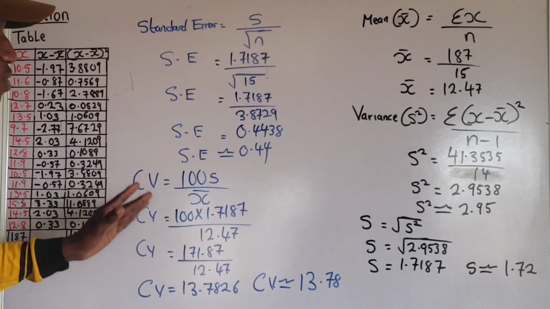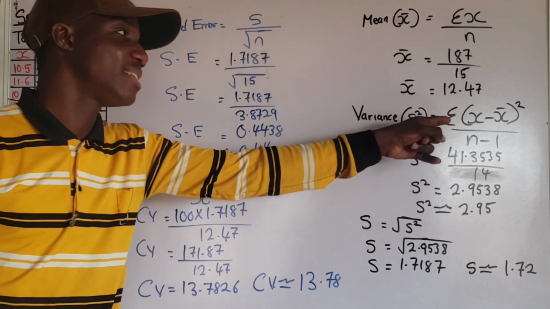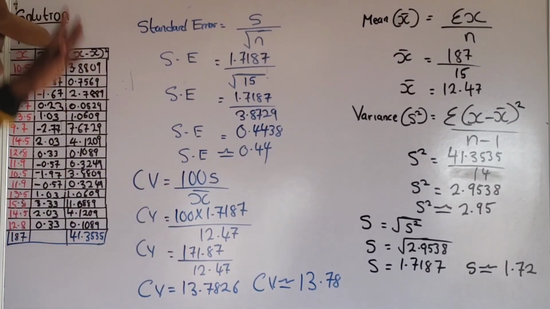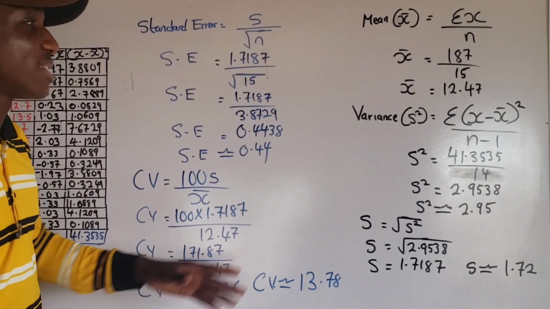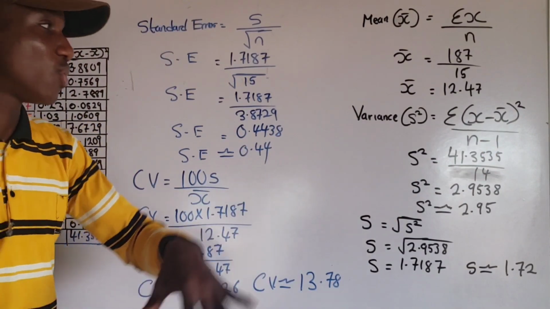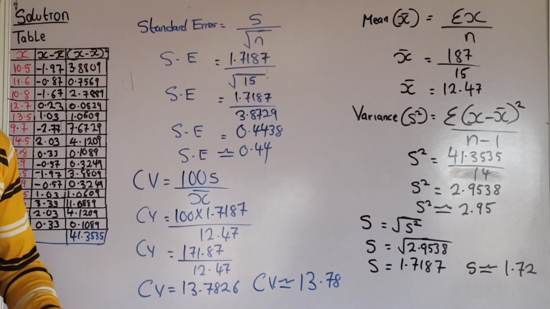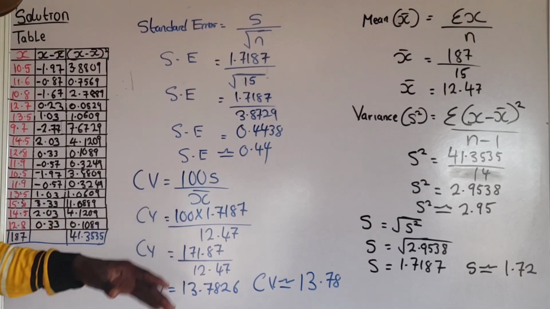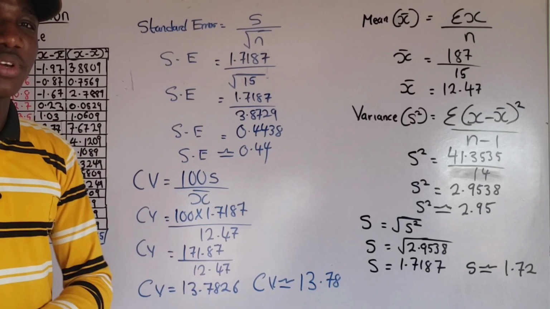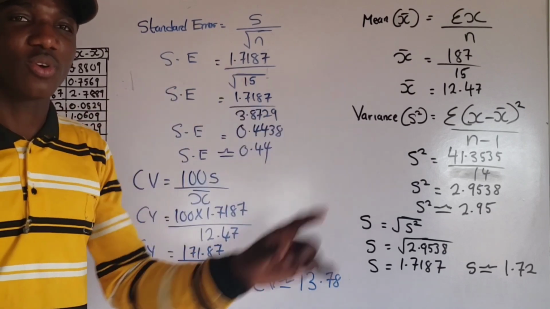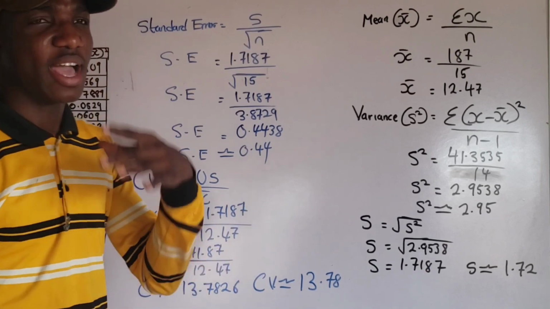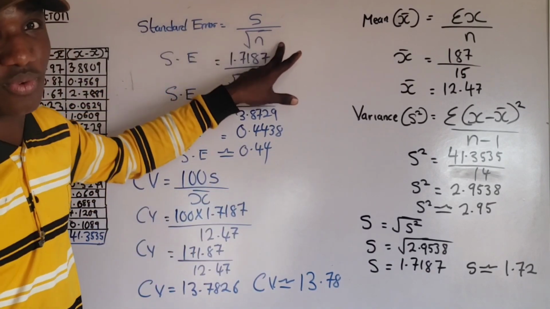So I square all these values. Then I need the summation of the squares of the deviation, so I sum them together. Then all over n minus 1, where n is 15, the total number of samples, so I subtract 1 from 15 and get 14. Then I divide it and get the value of variance. The standard deviation is the square root of variance, so I take the square root. Having done that, I calculate the standard error with respect to this formula.